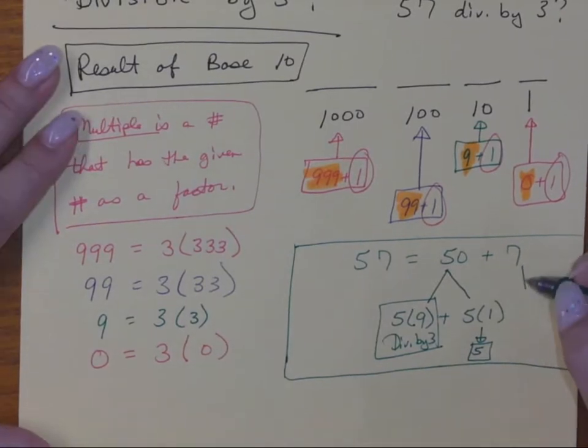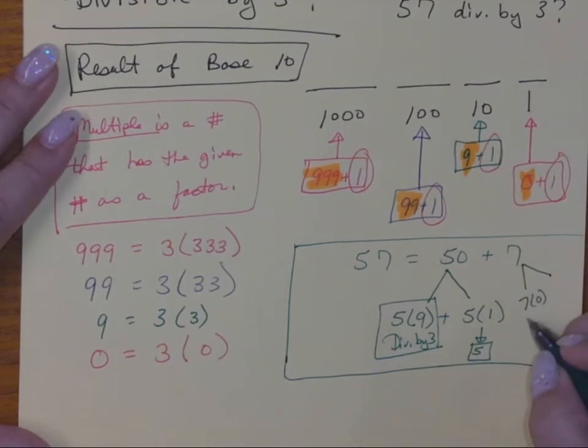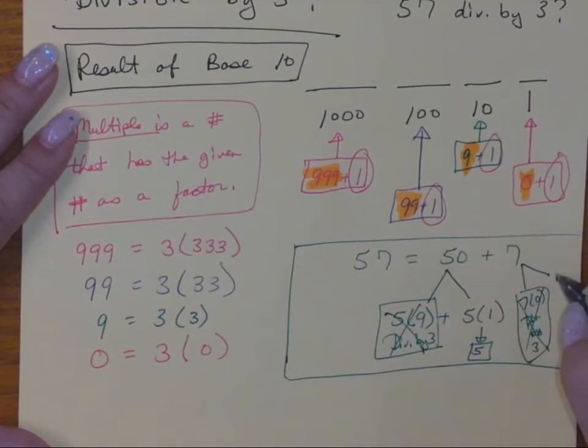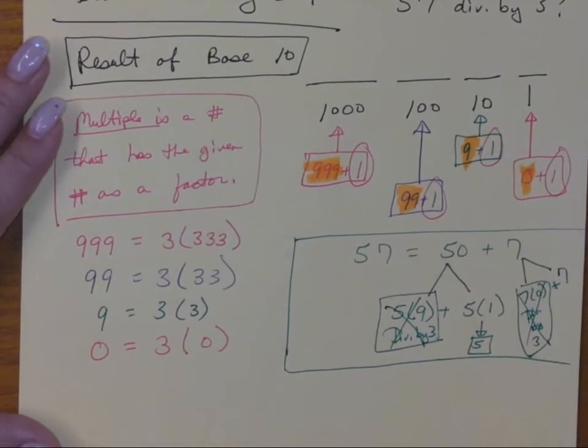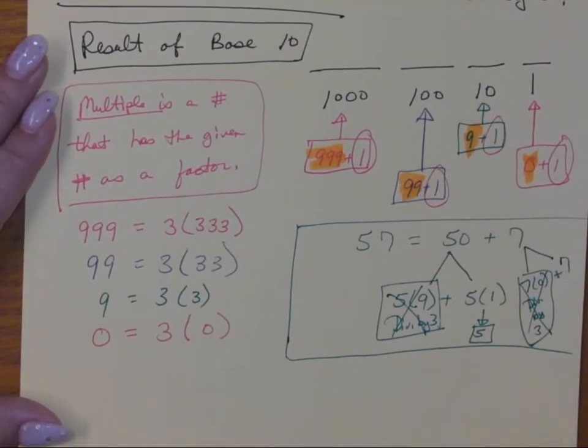Well, 7, wait, that's 7 times 0, right? Which is just 0, but that's divisible by 3. I don't have to worry about it. It can go away. And then plus 7, right? 7 times 1 is 7. So it's those leftovers that I have to worry about.